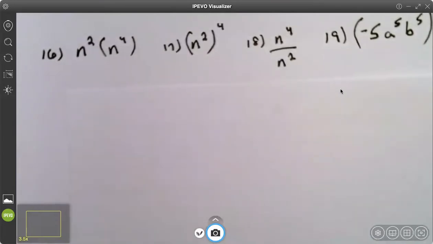On number 16, n squared times n to the 4th. When you have a common base and you multiply, you add the exponents. So 2 plus 4 is 6. Number 17.